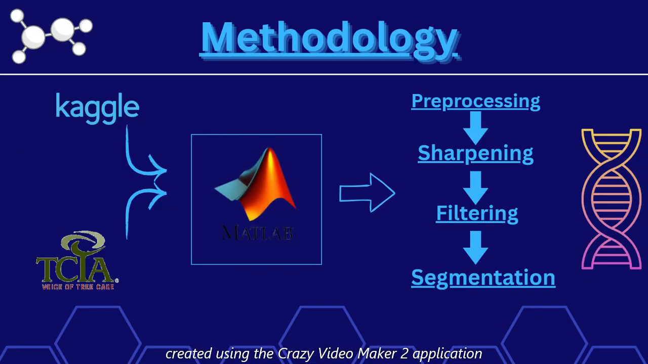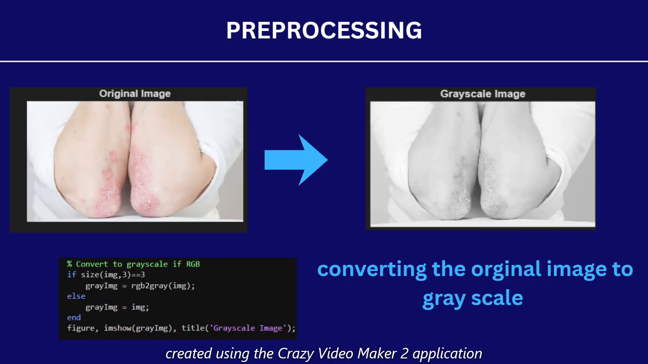This project detects abnormalities in medical images using a step-by-step image processing pipeline. The process includes pre-processing, filtering, sharpening, edge detection, segmentation, and optional region of interest isolation. Each step prepares the image for the next, ensuring the accurate detection of abnormal regions. So let's go through every process. First is pre-processing.